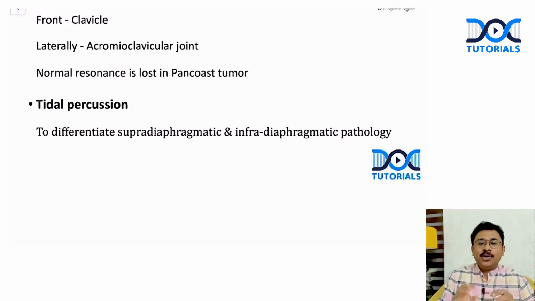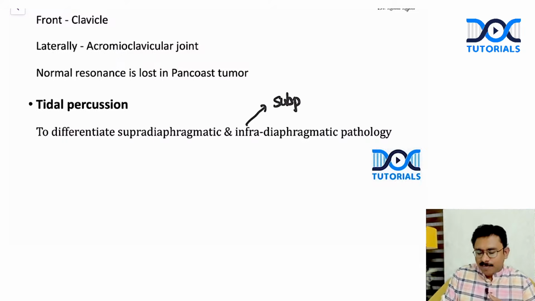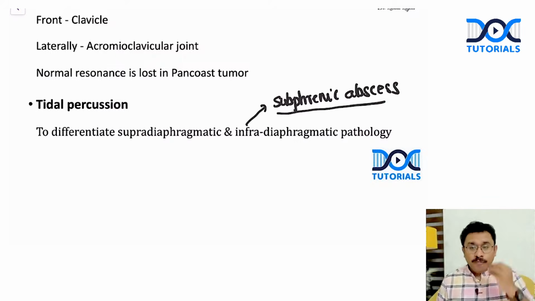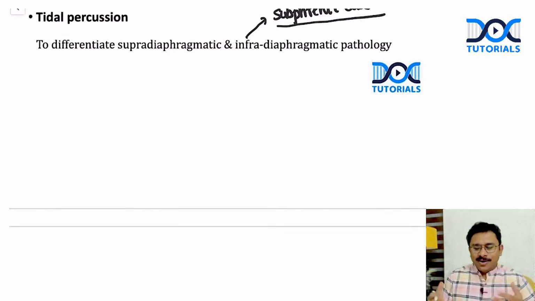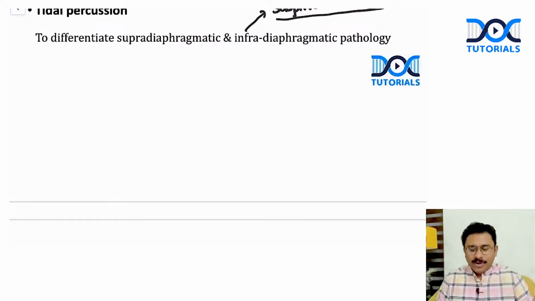It's basically done to differentiate between a supradiaphragmatic pathology and an infradiaphragmatic one. Infradiaphragmatic, for example, I mean a subphrenic abscess. So if you want to differentiate between supra-diaphragmatic and infra-diaphragmatic pathology, you will have to go for tidal percussion. And again, the examiner will ask you to demonstrate the tidal percussion. But since this is an online session and I don't have a normal subject or a patient with me, I'm not able to demonstrate that.